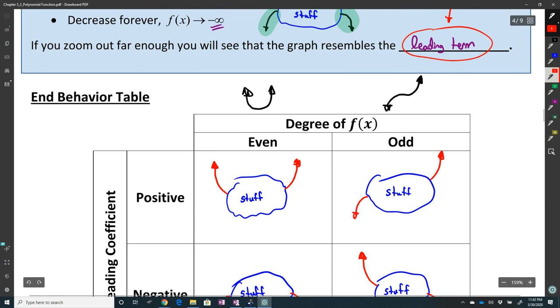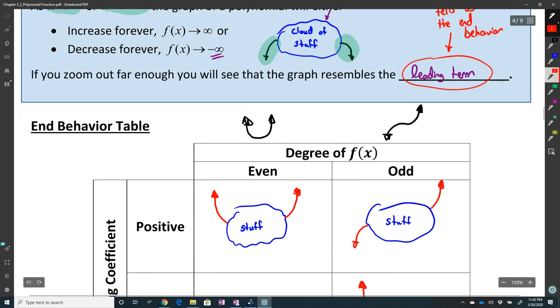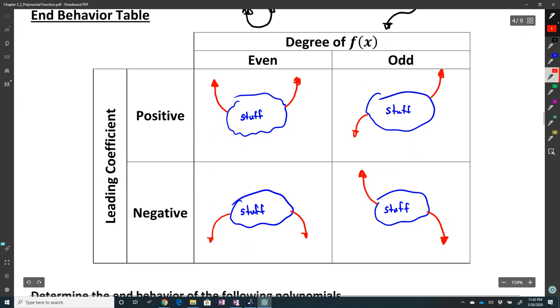So when they want you to find the end behavior, all you do is you find the leading term, and based on what the leading term looks like, that will tell you the end behavior of the graph.